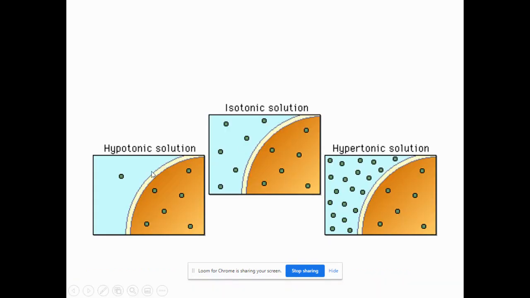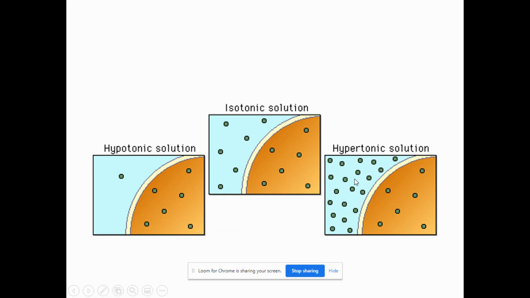All right, now when we're using these terms, I try to be specific about whether I'm talking about a cell or the environment, because these are relative terms. So in this slide, we would say this cell is placed in a hypotonic environment or hypotonic solution. That means there's more water in the solution or environment than there is in the cell. So where is the water going to go? It's going to go into the cell.